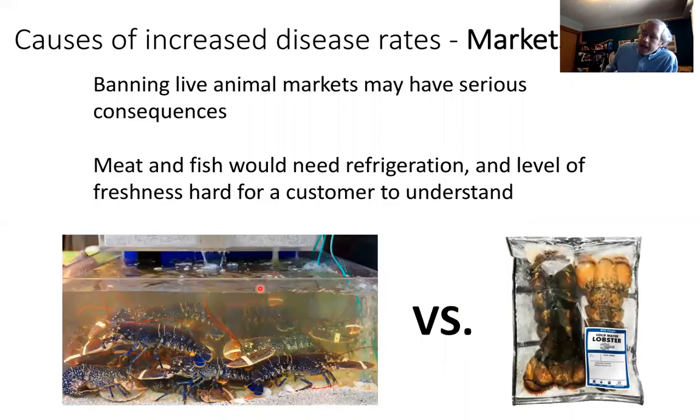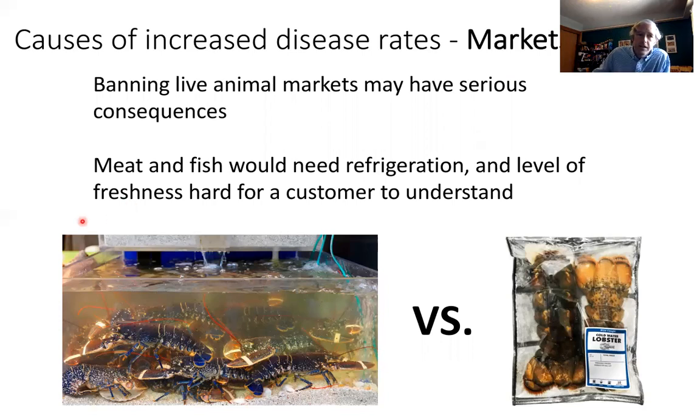Now, you might think, well, if these live animal markets could be so problematic, we should ban them. Banning live animal markets straight away means that we get rid of some of these zoonotic diseases. But banning live animal markets may have serious consequences. The big thing is, meat and fish, if you've killed the animal, would need refrigeration. And this is very difficult, very expensive, and very problematic in some parts of the world.